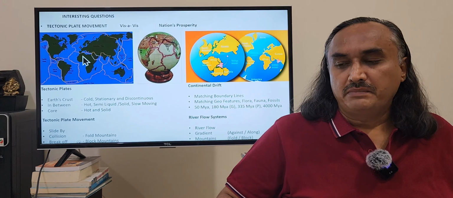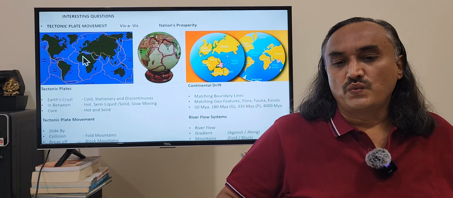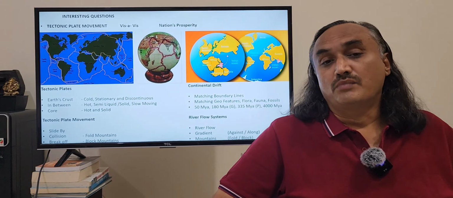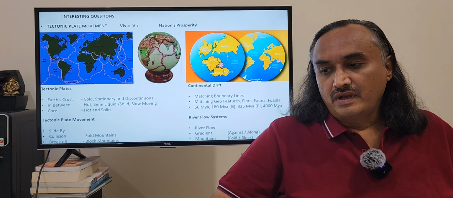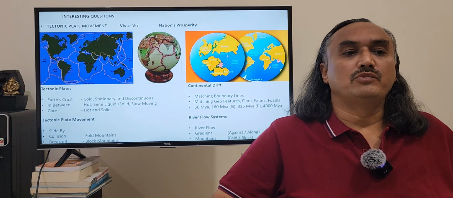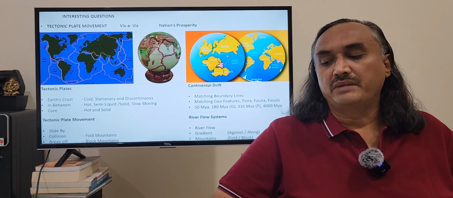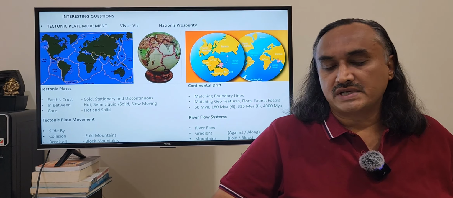We talked about tectonic plates and their movements. So we need to understand that tectonic plate movements lead to mountain formation. Now, what are the kind of tectonic plate movements? Of course, there are many, but primarily three important plate movements are there.